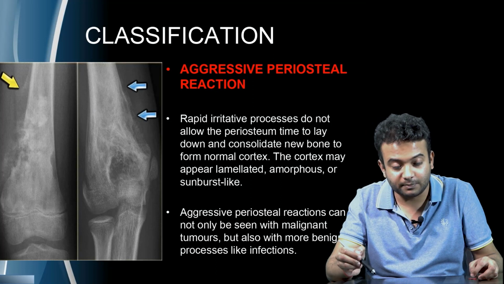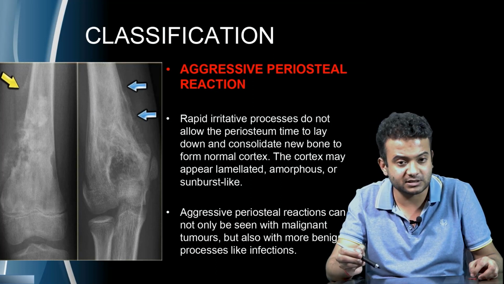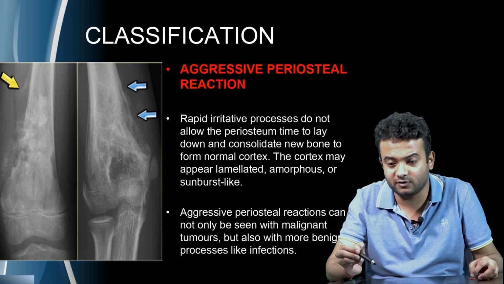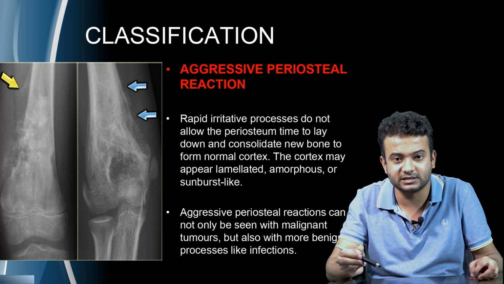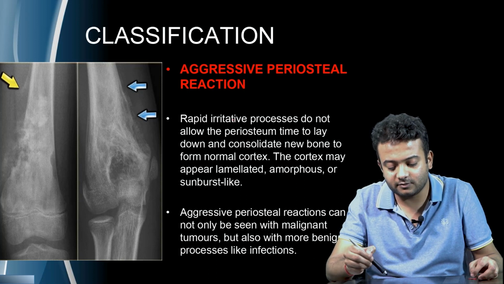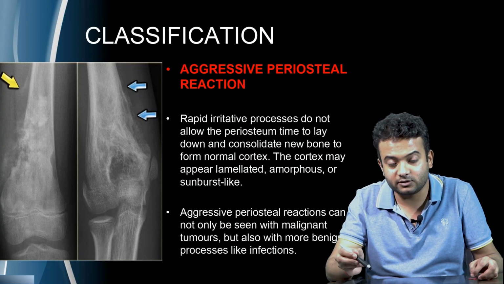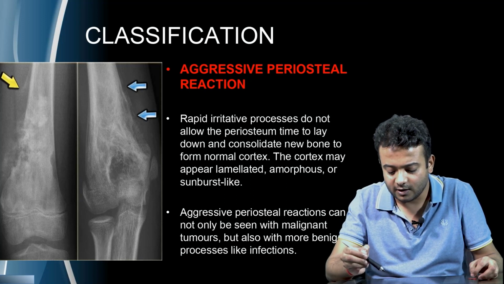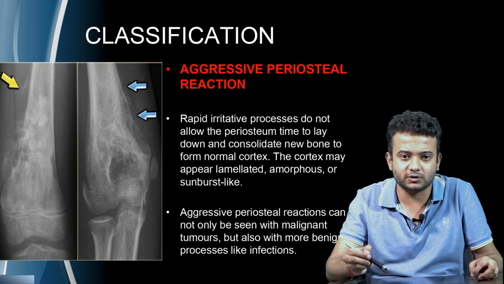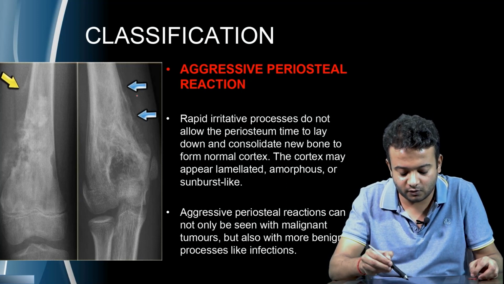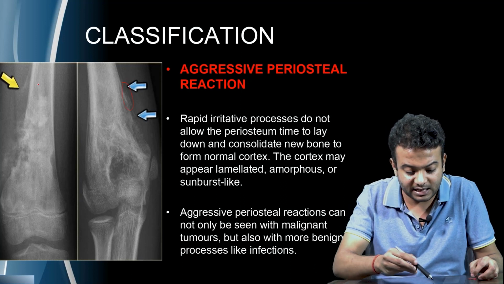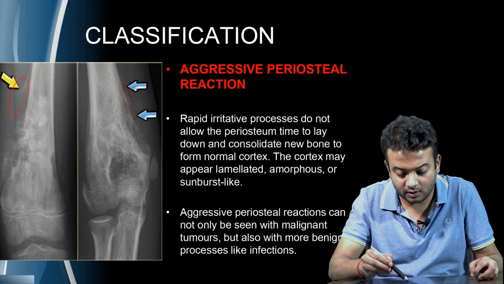And the aggressive form of the periosteal reaction occurs with a very rapid process, like very malignant processes, and it can even occur with infections like osteomyelitis, and eosinophilic granuloma as well. It is a very rapid irritative process that does not allow the periosteum to lay down and consolidate to form new bone, normal cortex, and hence the cortex can appear lamellated, amorphous, or even sunburst-like. Aggressive periosteal reactions, as I have already said, can not only occur with malignant lesions, but can also occur in other benign processes like infections and eosinophilic granuloma. So here we can see very aggressive periosteal reactions, which are shown by this yellow arrow as well as the blue arrow.